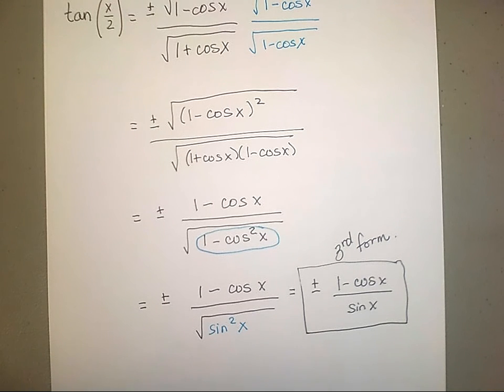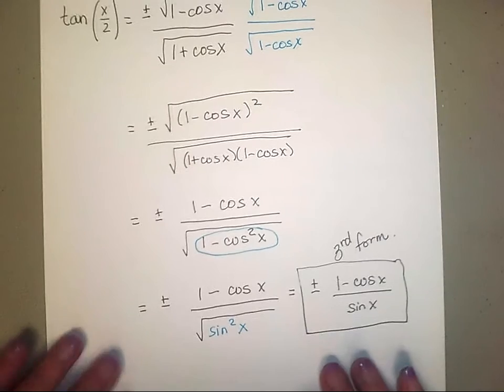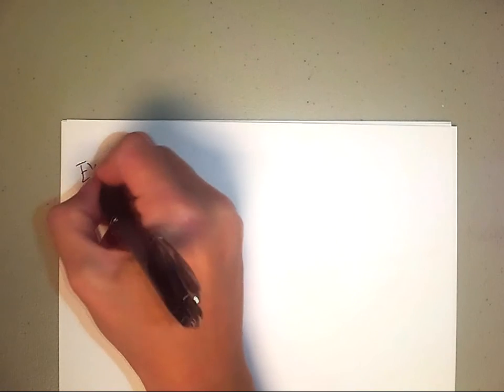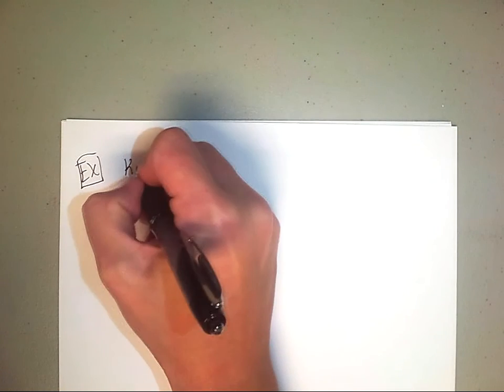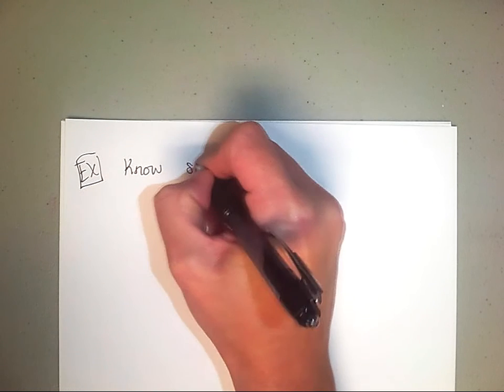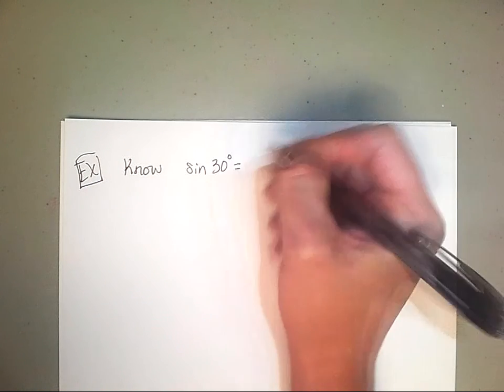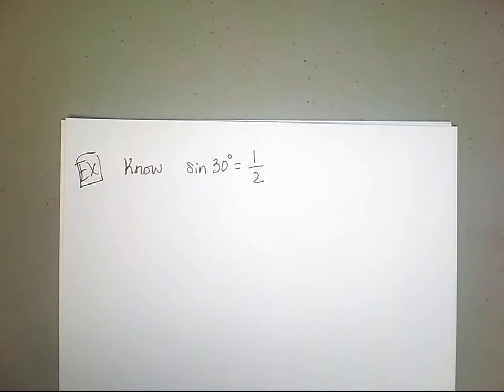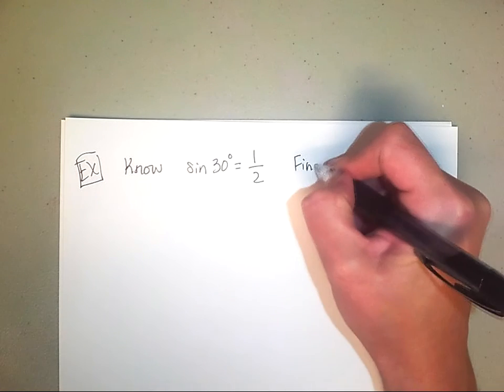Okay, so let's do some examples and see how we could use the half angle. So one thing we know then is that, for example, we know that the sine of 30 degrees is equal to 1/2. We know this from the unit circle. Okay. Now let's find it as a half angle.